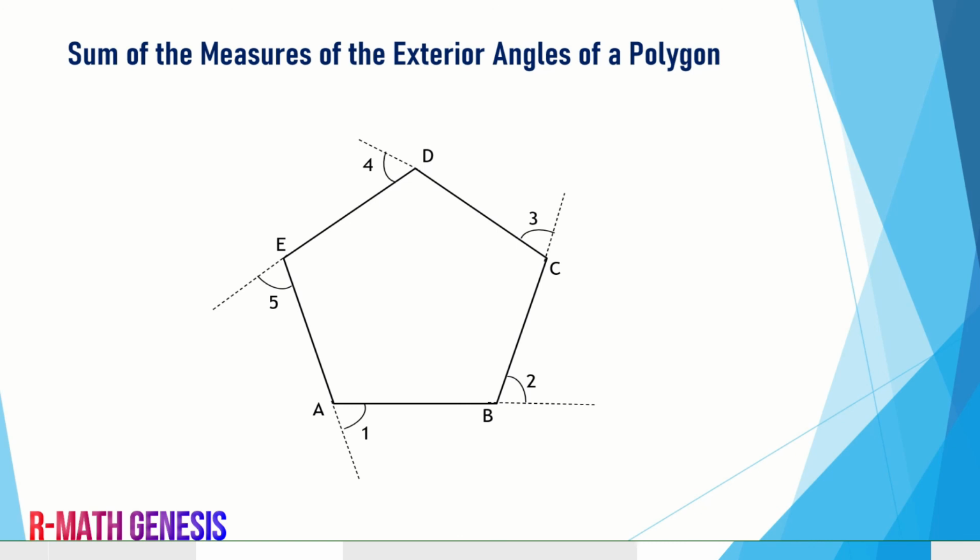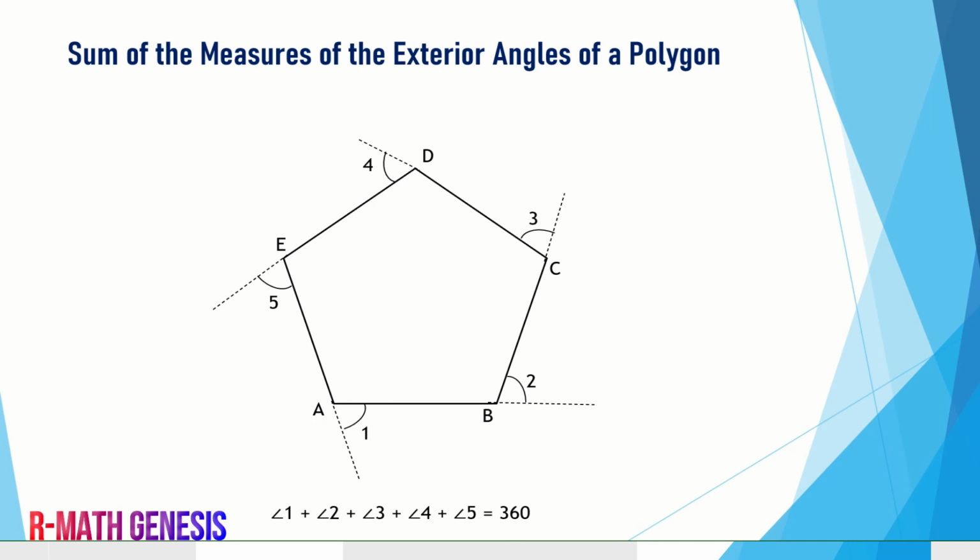It might be any polygon starting from a triangle to a decagon, which means that angle 1 plus angle 2 plus angle 3 plus angle 4 plus angle 5 is 360 degrees. Interior angles will differ, which we have already seen. But for exterior angles, it will be 360 degrees all the time.